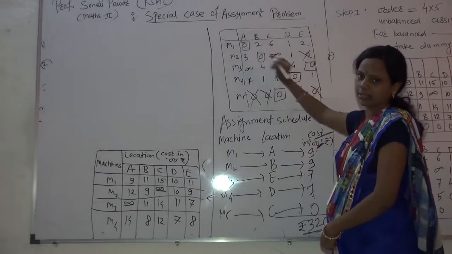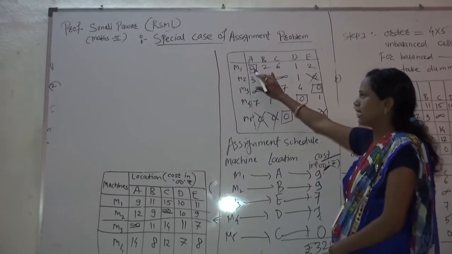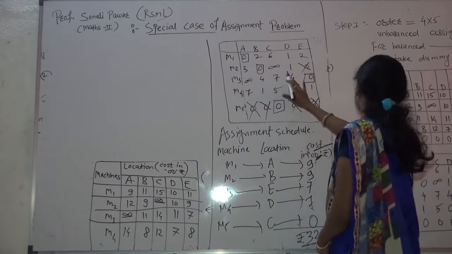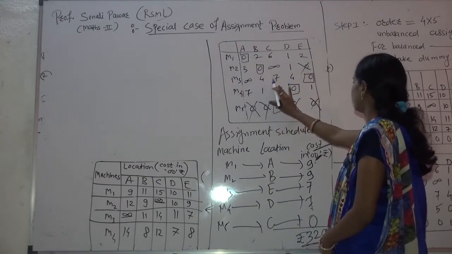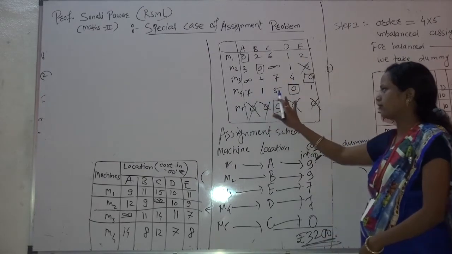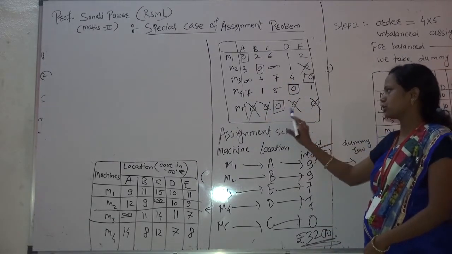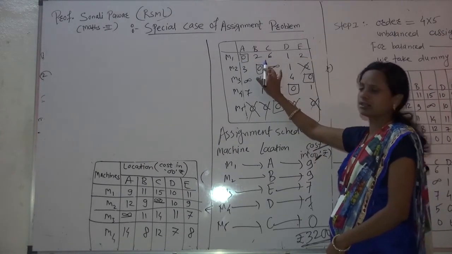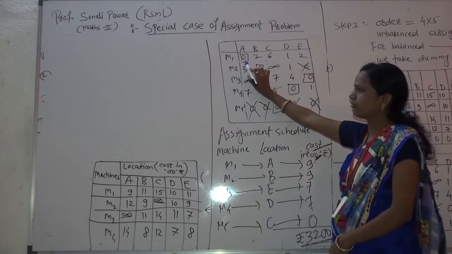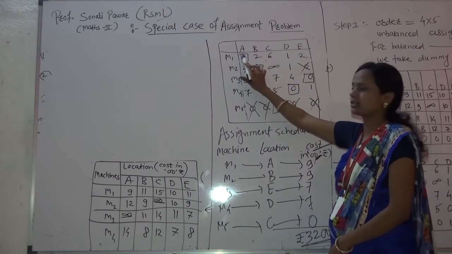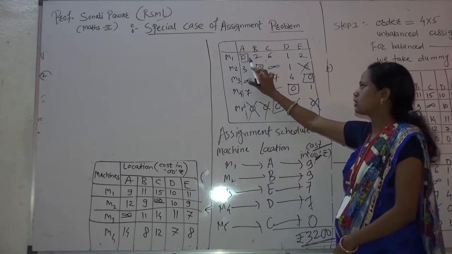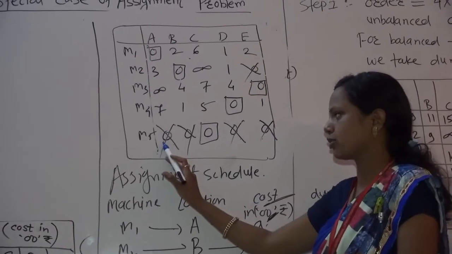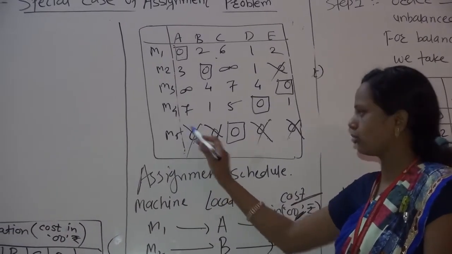Students, now we have to give assignments. So from the last step we write here all the values: 0, 2, 6, 1, 2, 3, 0, infinity, 1, 0, infinity, 4, 7, 4, 0, 7, 1, 5, 0, 1, 0, 0, 0, 0, 0. So now we have to give assignment for the first row. In the first row there is only one 0. So give the assignment here and observe the corresponding row and column. If there is an extra 0 then we have to cross it off. So here in the column the extra 0, cross off this.